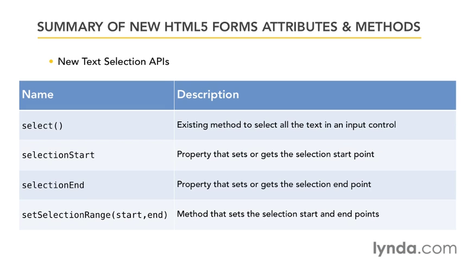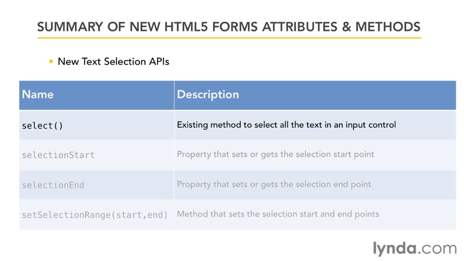Next, there's new text selection APIs. Now, the select method you're probably used to seeing, that's an existing method from old school forms that selects all the text in a given input control. But there's a few new properties. There's the selection start and selection end property that lets you get a sub-selection or the selection start point if they're both the same value in an input field.